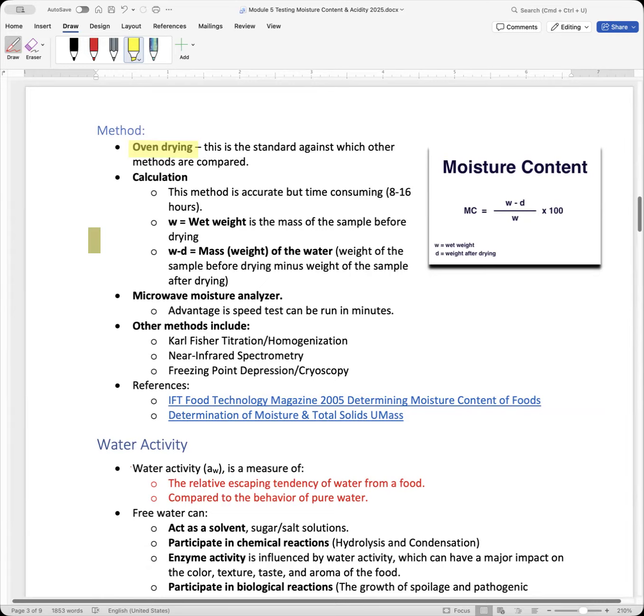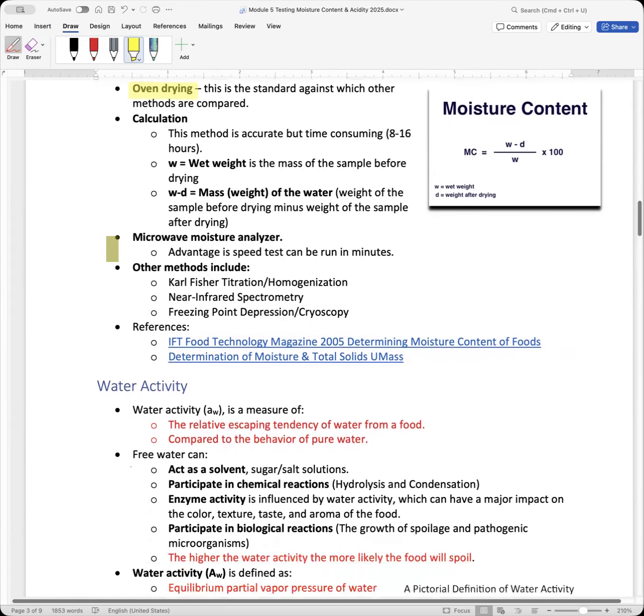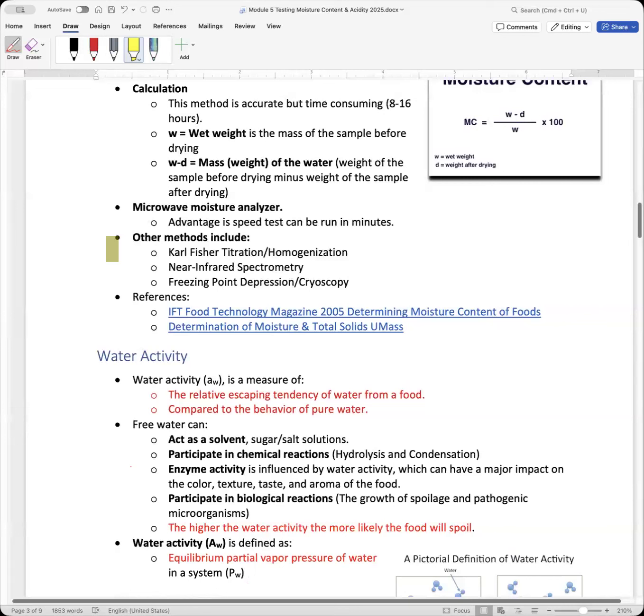So the moisture content equals the weight minus the weight of the sample divided by the weight times 100, and that'll give you a percentage. Same calculation we use for lots and lots of other things. There are some high-end moisture ways to calculate it. There's a microwave moisture analyzer and a bunch of these ones right here.